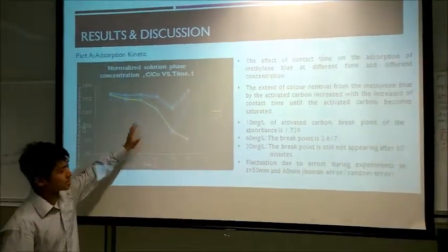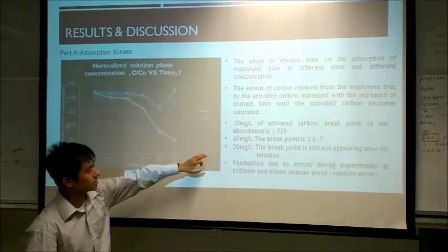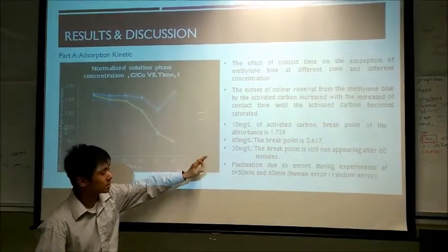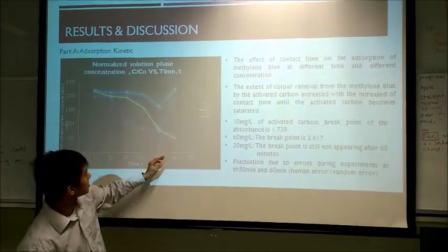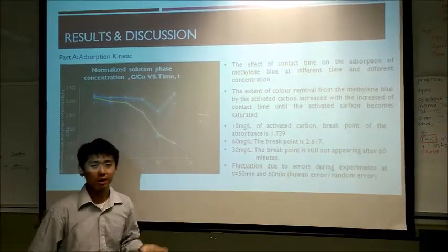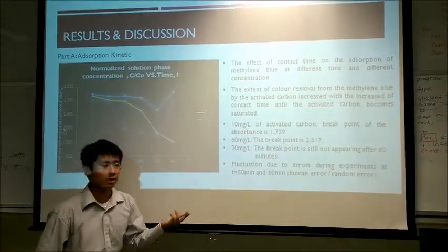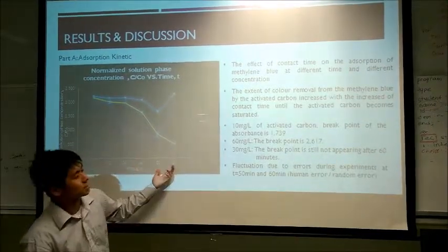We can see here that there are fluctuations in the graph for 60 and 30 mg per liter. This is because of errors during the experiment at 15 minutes and 60 minutes, such as human error and random error, for example environmental, that caused the fluctuations.